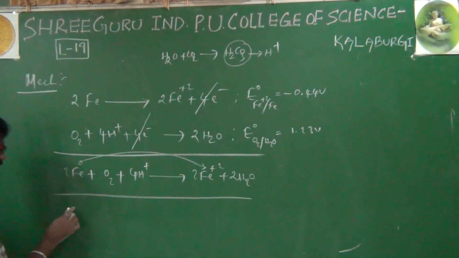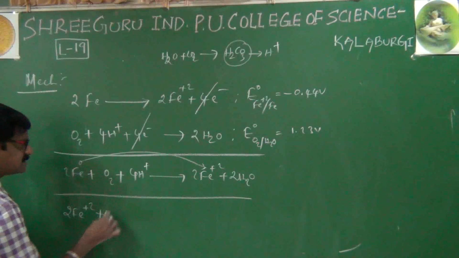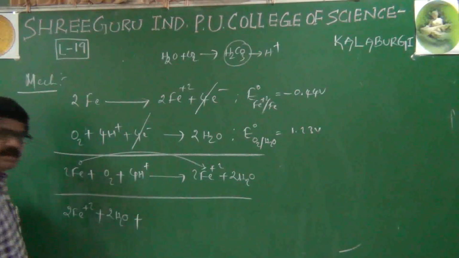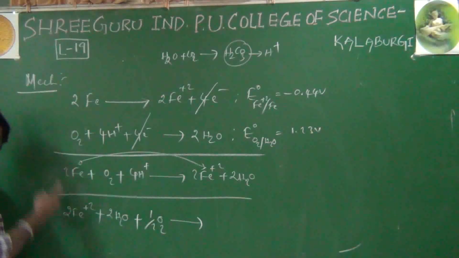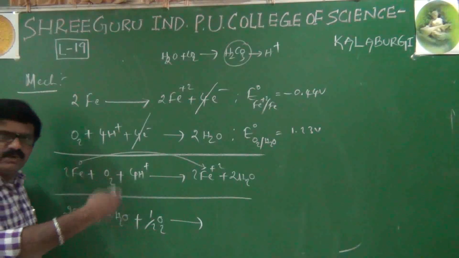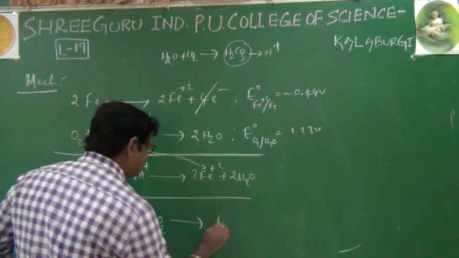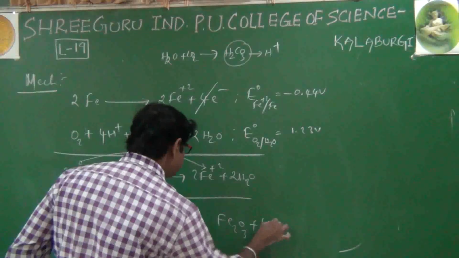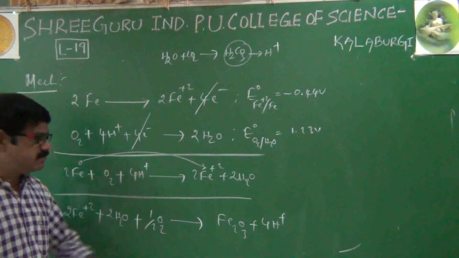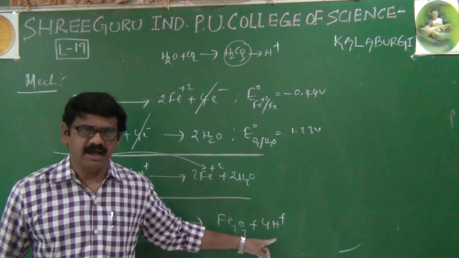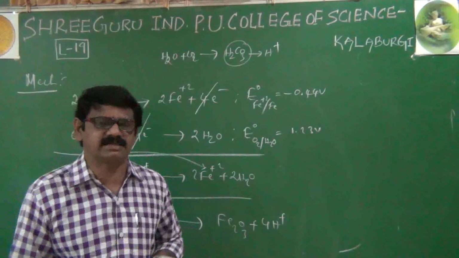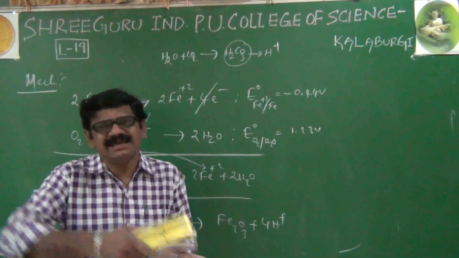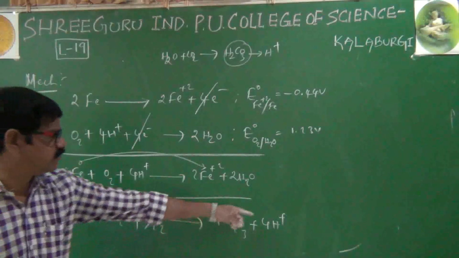See here, I'll write the same substances as they are: 2 Fe2+ plus 2 H2O, in the presence of environmental oxygen, further undergoing oxidation. Ferrous further undergoes oxidation, and you will get Fe2O3 plus 4H+ coming out, because we are using H+ as a catalyst. Already you know that a catalyst is never consumed in the reaction, it just speeds up the reaction, and after completion of the reaction the catalyst comes out as it is. Okay, that's why 4H+.